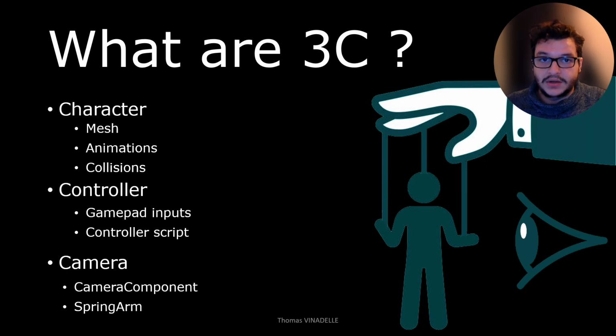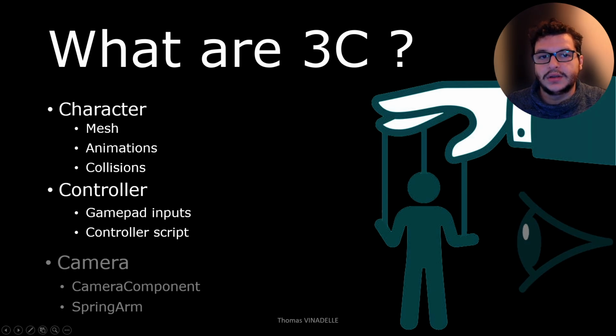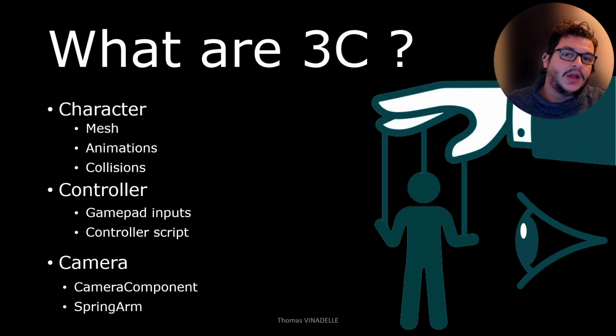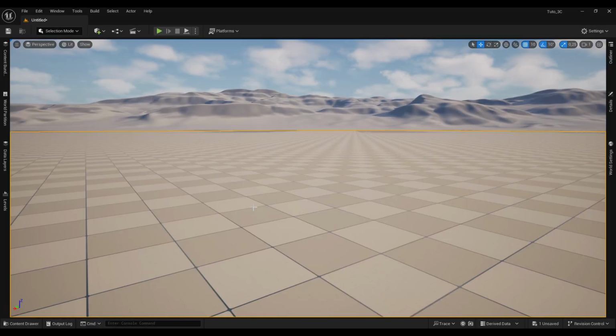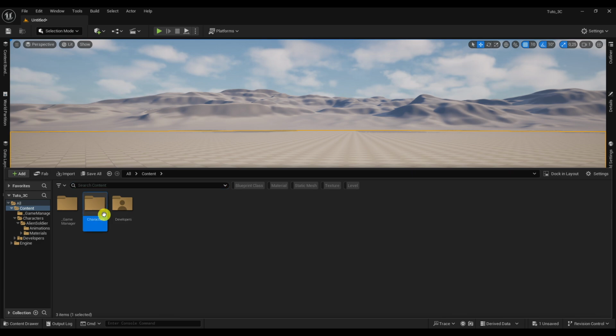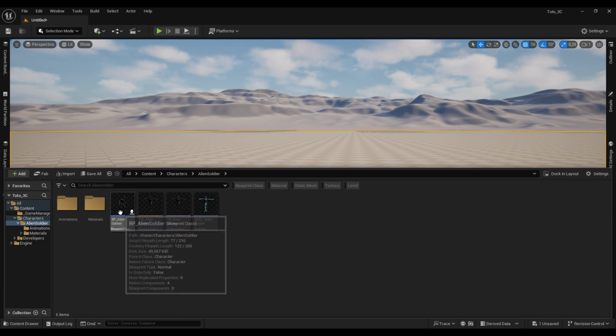Now, our camera is ready to render the character into the player screen, which finalizes our 3C implementation. To do our camera, we will need to access our character. So let's open our BP Alien Soldier.